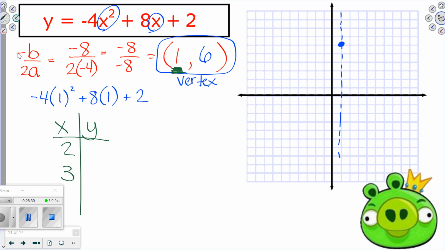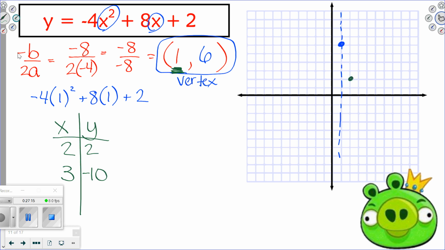So if you plug in a 2, is it 2? We get 2. And then plug in a 3. Negative 10. That's what I got, but it's early morning, so just want to double check. All right, so let's plot the point 2, 2.